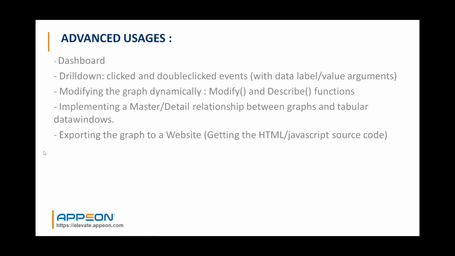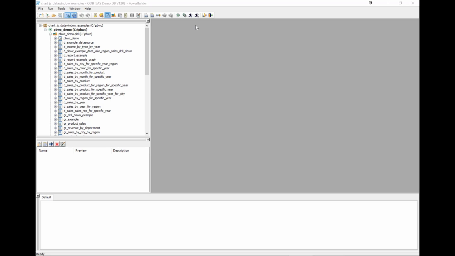And finally, you can export the graph to a website. So basically, you would take the JavaScript code that is generated, and you would save it somewhere in a file or in a database and load it whenever you like on your network, and you will get all the features, animation, tooltips, pop-ups, etc., that are in the PowerChart. So if we come back to the sample application, we can see a few examples of these advanced features.